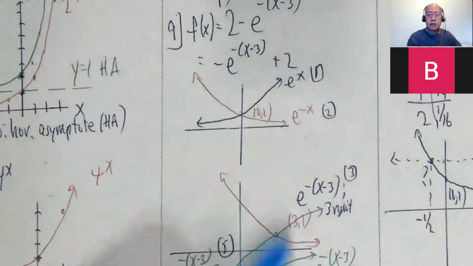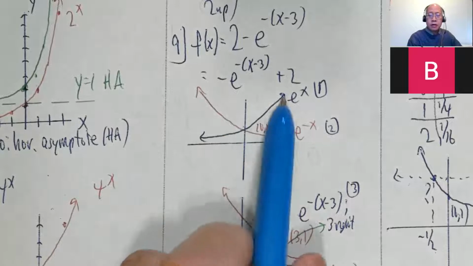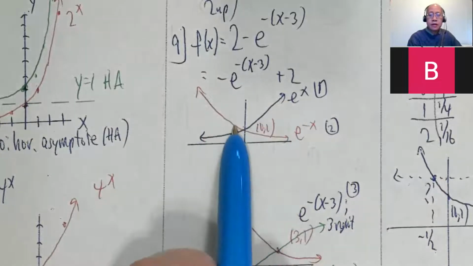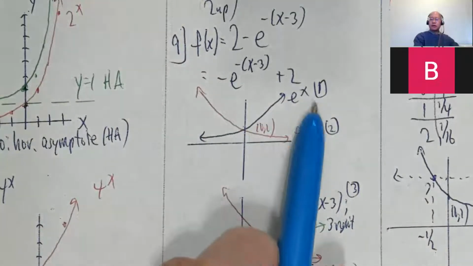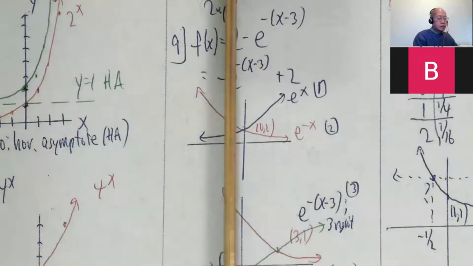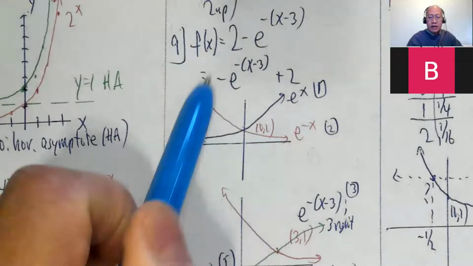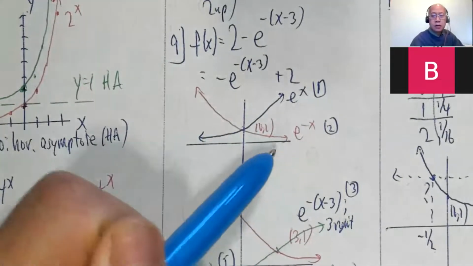And then here's the progression. So I start off with my e to the x, graph number 1. Then e to the negative x. So if we replace x by negative x, that reflects across the y-axis. So e to the negative x looks like this.